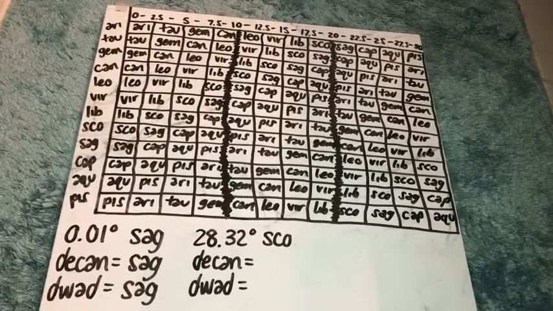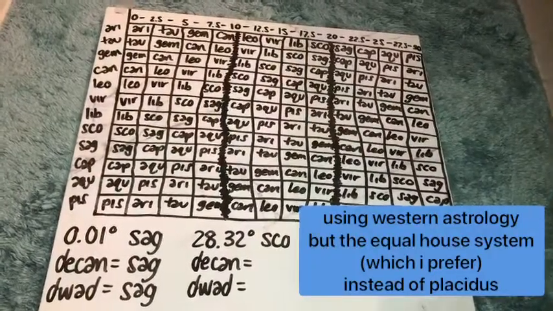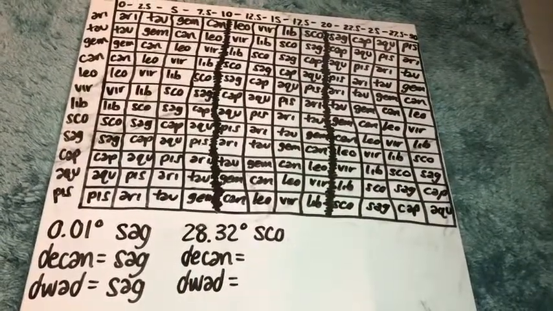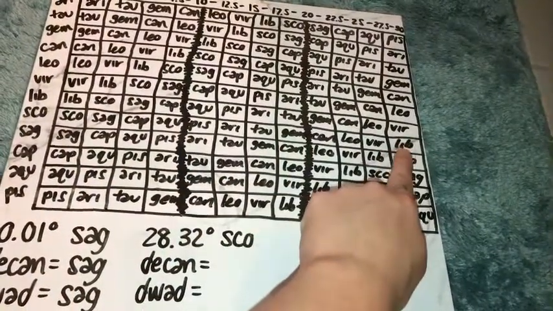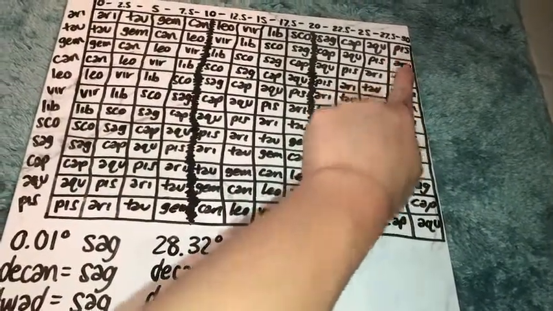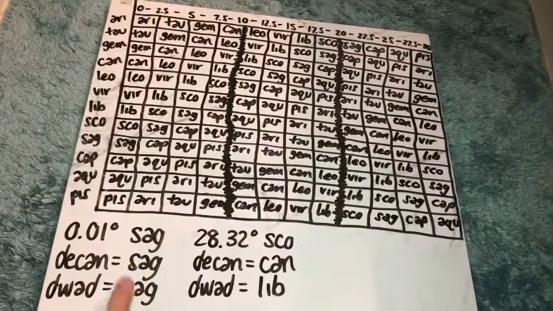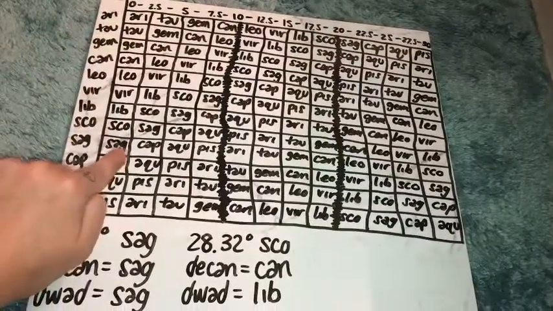Here's another example. My sun sign using Vedic astrology is 28.32 degrees Scorpio. So what decan and dwad is that in? On the chart, find Scorpio on the side, go over to that 28.32 degrees range, and it is in the dwad of Libra. You can see Cancer is the sign right after that bold line we have, so it's in the decan of Cancer, the dwad of Libra.